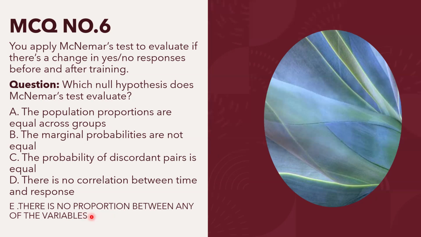C. Okay, again, the answer is C: the probability of discordant pairs is equal. They are to be considered always in a probability sequence where we are going to use a McNemar test to be applied. Pairs with a bias, discordant probabilities.